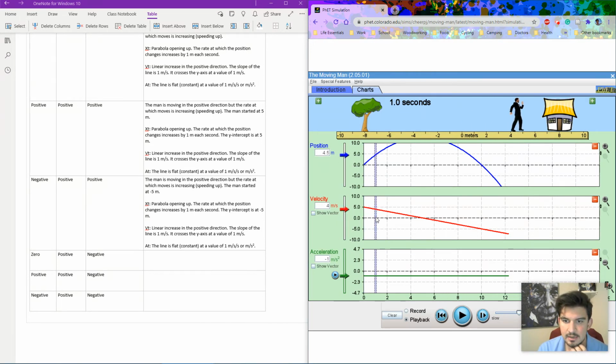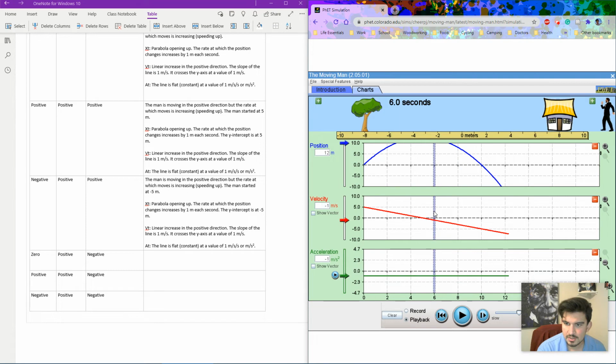1 second later, he's at a velocity of 4. 1 second later, he's at a velocity of 3. 1 second later, a velocity of 2. 1 second later, a velocity of 1. And 1 second later, he is at a velocity of 0. Now, this is an interesting point. Remember, whenever something crosses the x-axis, it's interesting. At this velocity of 0, our man has stopped, and something's about to change. He will no longer be moving in the positive direction. Now our man is moving in the negative direction.